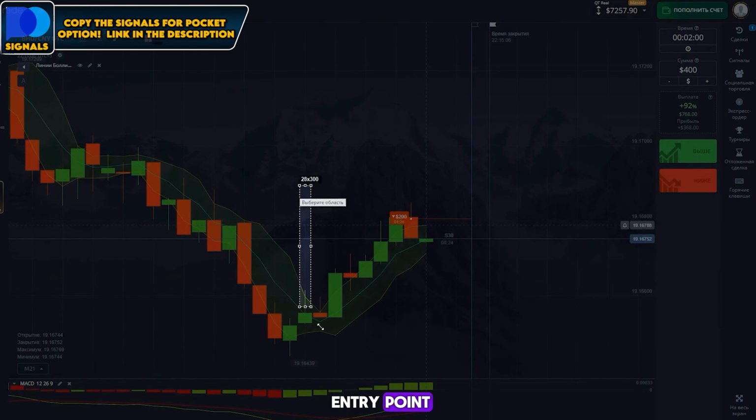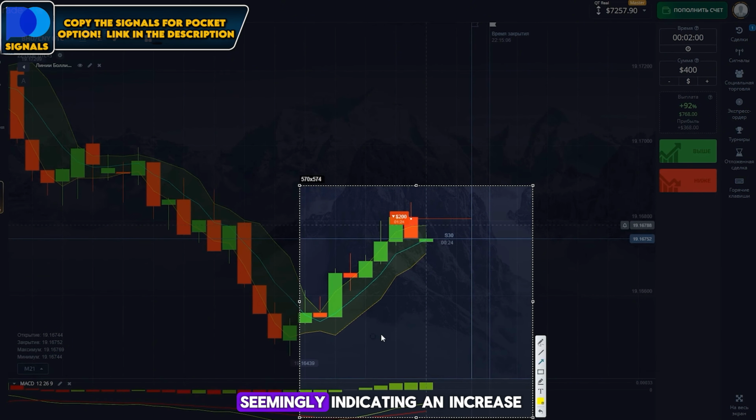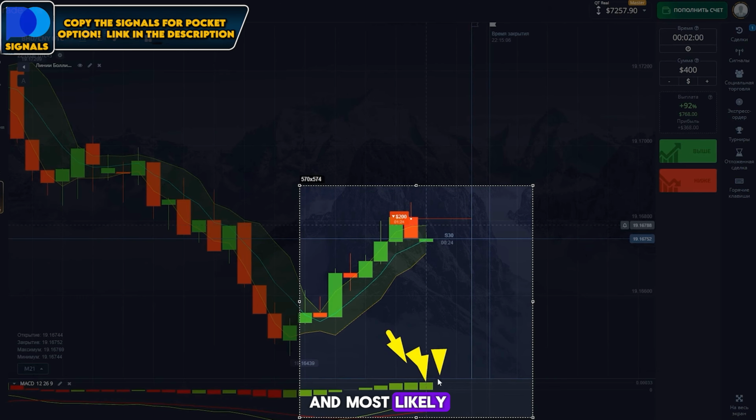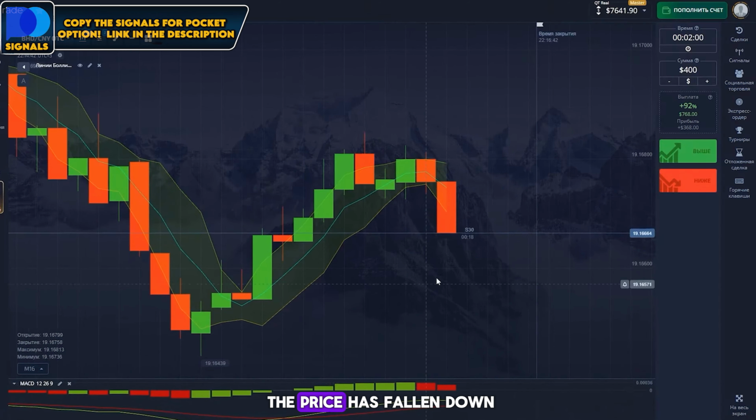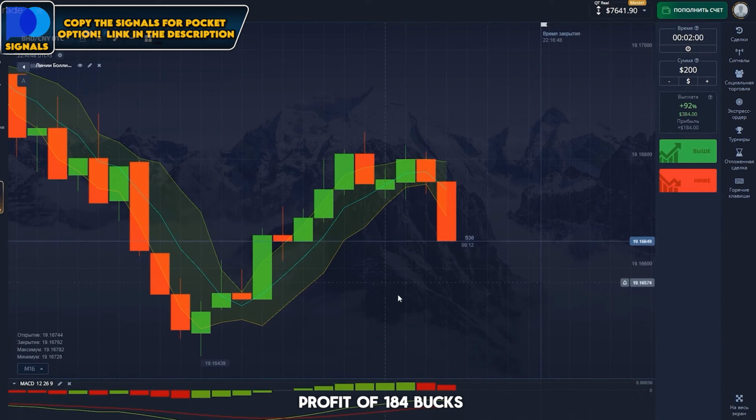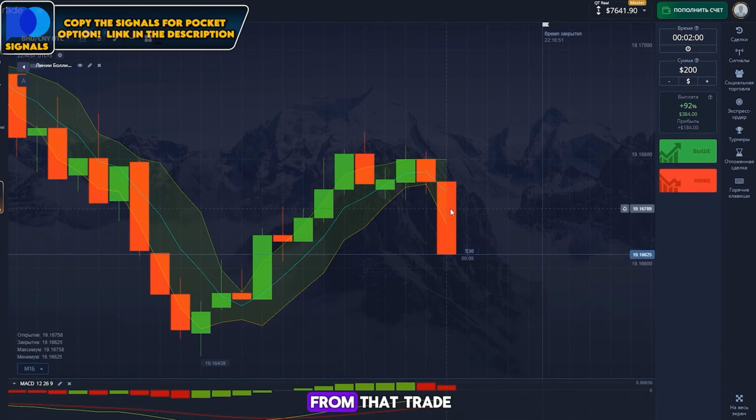It's a very good entry point, despite the MACD seemingly indicating an increase. But in reality, there is a peak now, and most likely a red candle will form, and it will go down. 2 red histograms and the price has fallen down. We made a net profit of $184 from that trade.